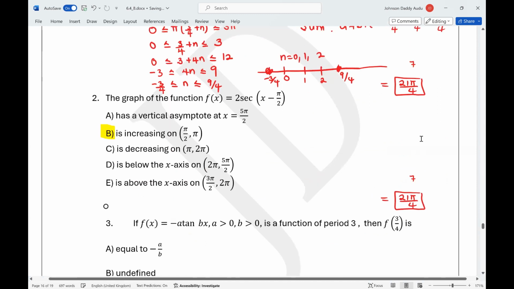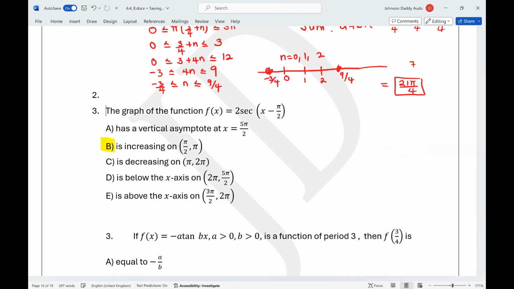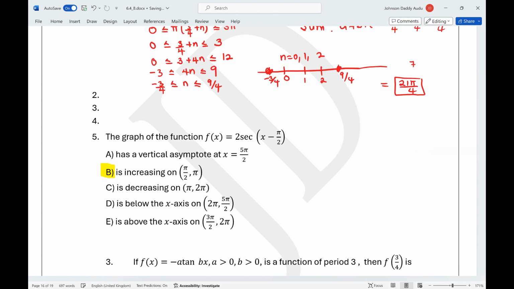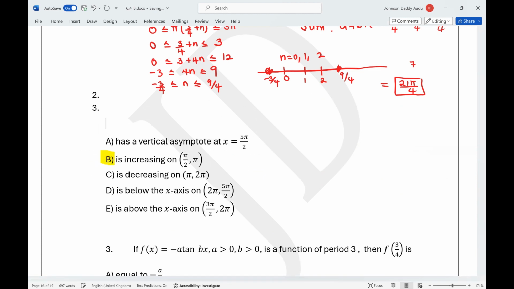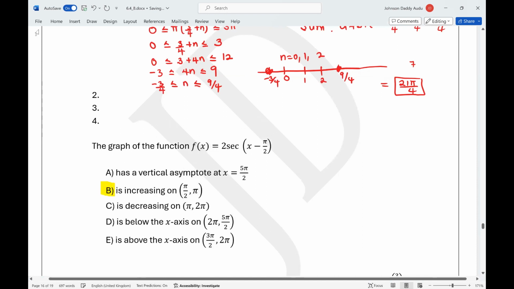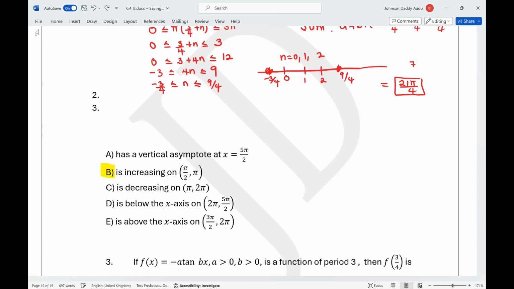So another way to solve that is that we can just graph it, right? We could graph it directly without using the analytical method. Okay, so let's see question number 2. This is question number 2. For question number 2, we're asked to what? To graph. We want to see the graph of this function, which is 2 sec.